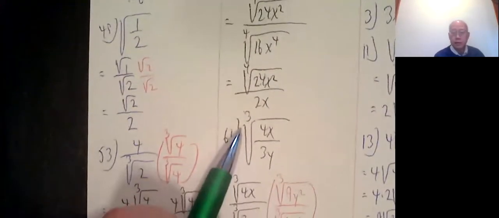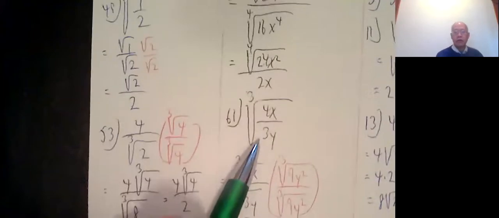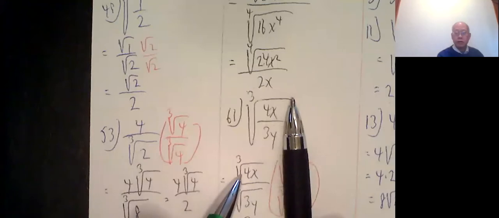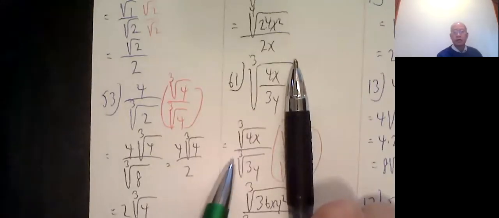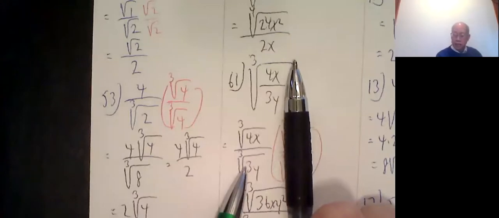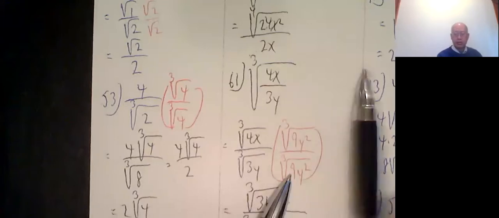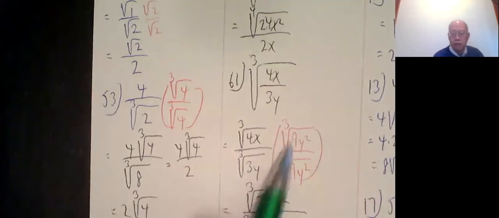Okay, cube root of 4x over 3y. So again, first split it into 2. Cube root of 4x, cube root of 3y. So how do I want to bump it up? I know the cube root of 27. And I want to force this to be y cubed. So what do I multiply if I want to get 27? 9. How do I bump this up to y cubed? Y squared. So cube root of 9y squared, top and bottom.